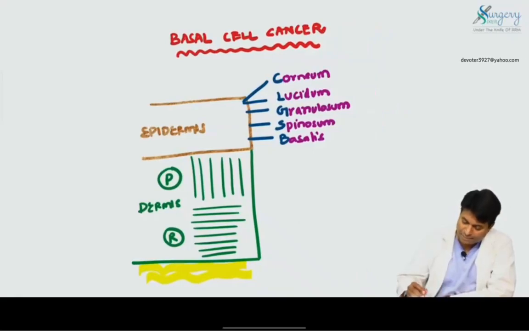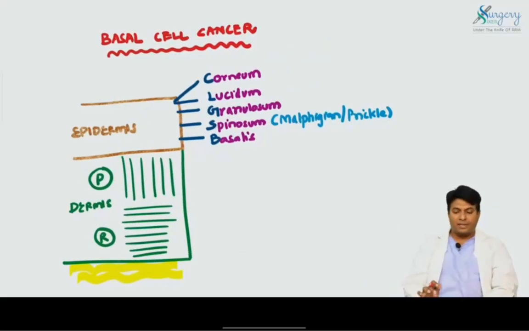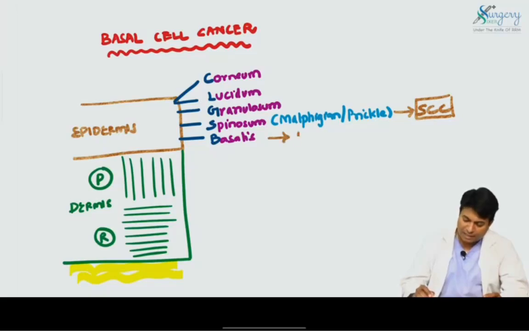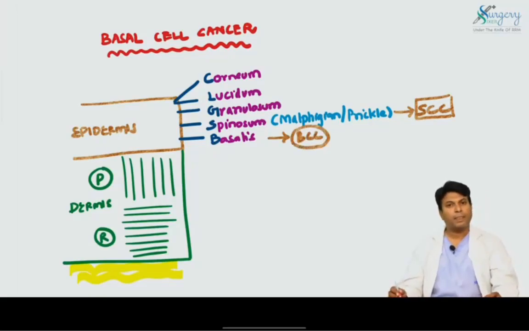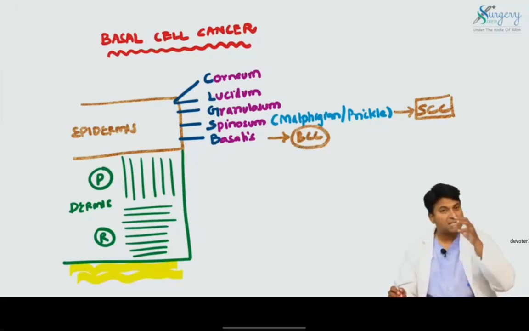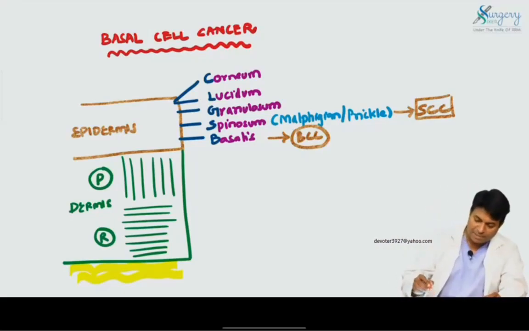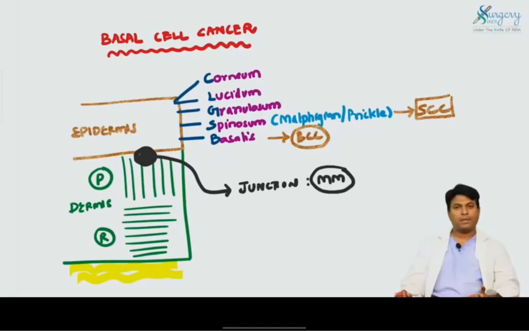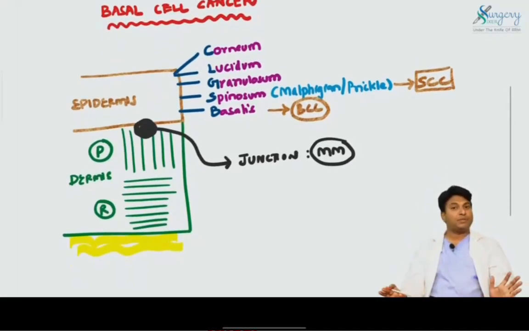Spinosum has many names: the Malpighian layer or prickle cell layer. The interesting point is that squamous cell cancer arises from the stratum spinosum, basal cell cancer arises from the stratum basalis, and melanoma usually arises from the epidermal-dermal junction. Please don't forget this point. This is a high-yield MCQ topic from anatomy.